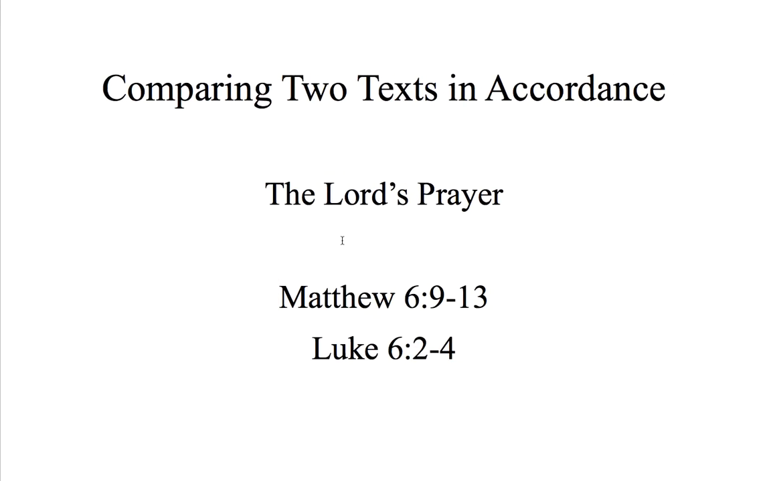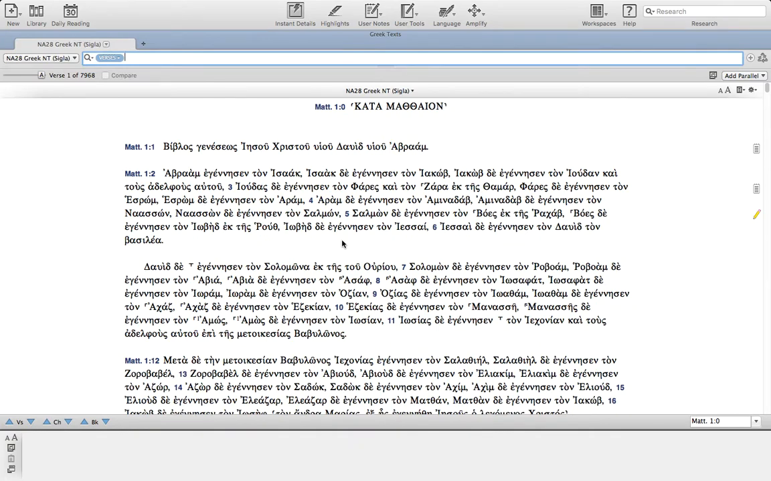I'm going to show you how to compare two texts in Accordance. The ones we're going to be looking at are the two different versions of the Lord's Prayer, one in Matthew and one in Luke. So we look at our Accordance software. I'm using the NA28 Greek New Testament, the one we're using in this course.